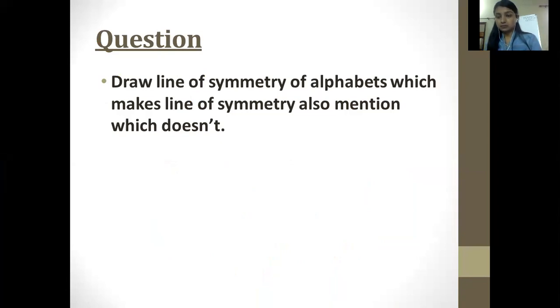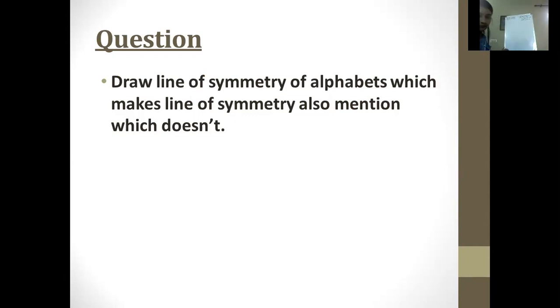I'm giving you rights. Also, you can write it in the comment box, or you can draw it on your notebooks. You have to draw a line of symmetry of alphabets which make a line of symmetry. Also mention which don't. You have to tell the alphabets that make a line of symmetry, and also mention which are not making one, by drawing on your notebooks or on the slide. But you can write in the comment box also which alphabets make a line of symmetry. Yes, I'm giving you a few seconds.